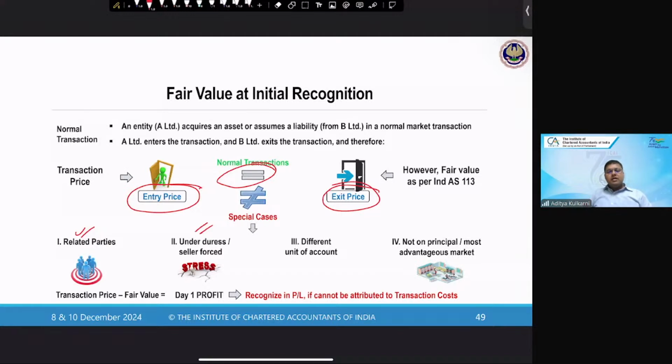Answer is no. And therefore, your fair value, your transaction price will not be equated to the fair value. Entry price and exit price won't be the same. Third case, a different unit of account.